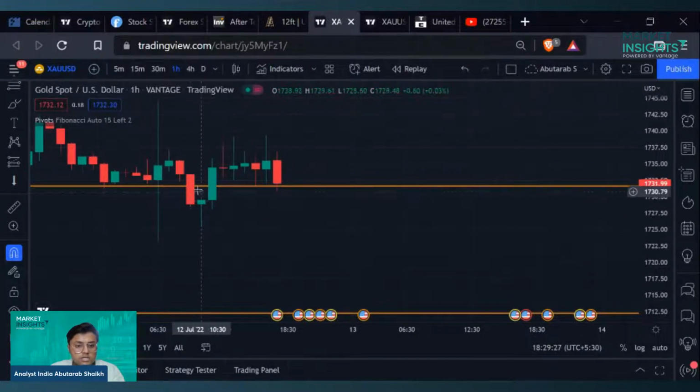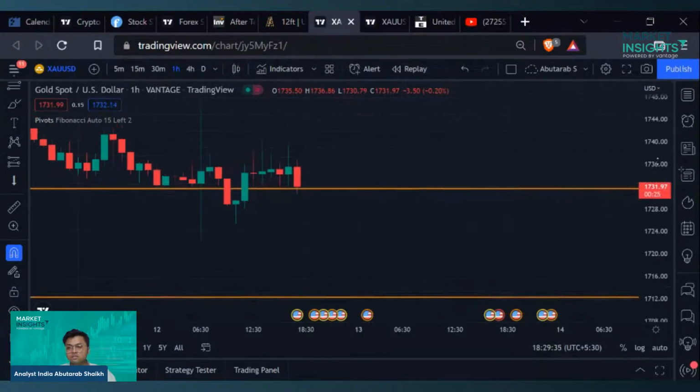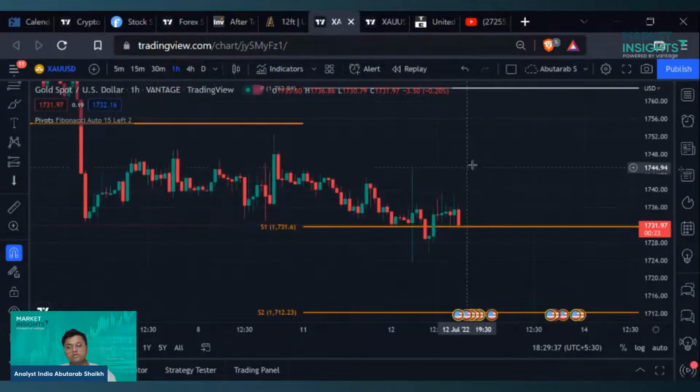Look, this is a hammer. This is a Japanese candlestick pattern called a hammer. In a downtrend, if this hammer forms, the price goes up. But again, it is not a very impressive movement.